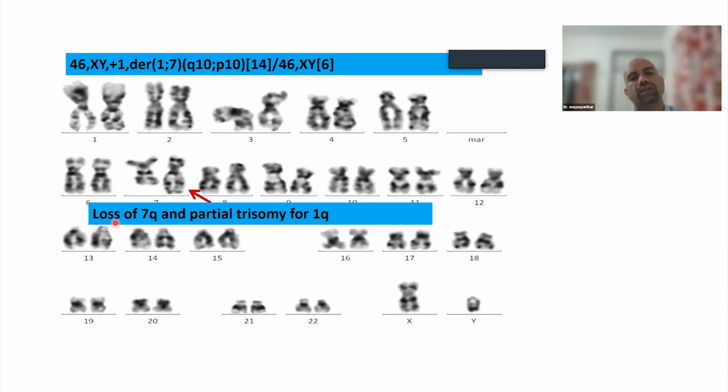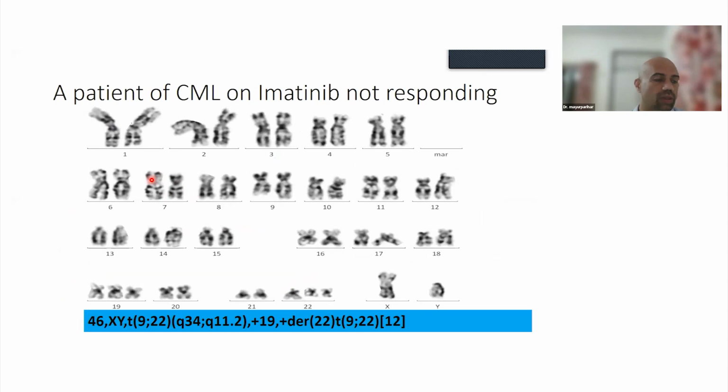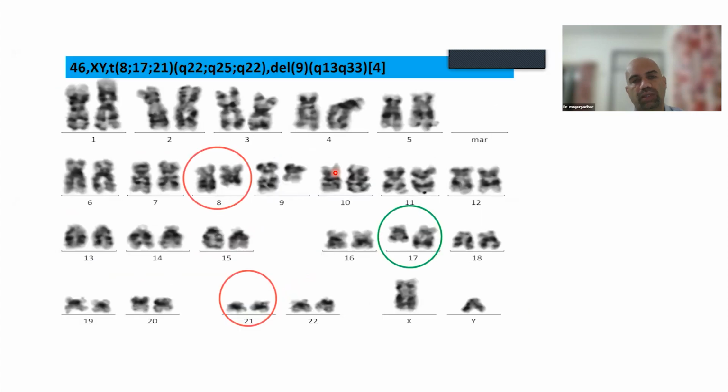You can have an unbalanced translocation, like in this patient, you have a derivative 1;7, which is a loss of 7q and a partial trisomy of 1q, and these abnormalities are associated with high risk in myeloid neoplasm. Now, this was a patient of chronic myeloid leukemia who was not responding to treatment. A karyotype was sent to us, and we found 9;22, an extra Philadelphia chromosome, and trisomy 19, clearly showing that there is clonal evolution and the patient is progressing towards a blast crisis.